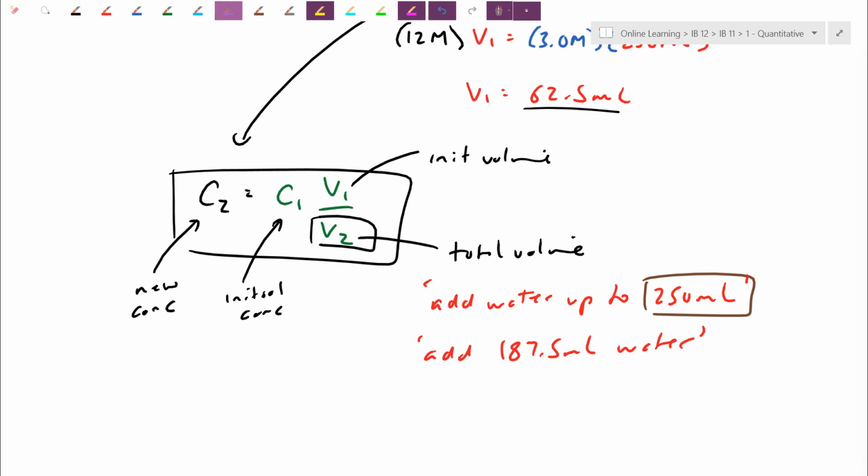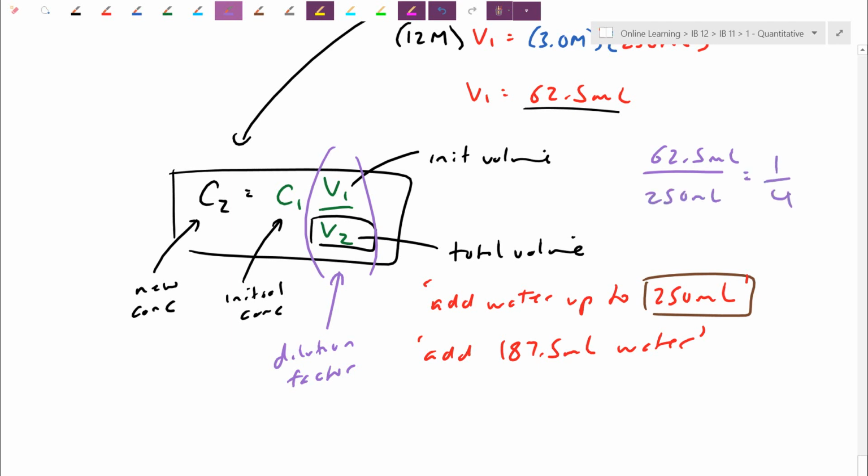What's actually happened here is this V1 over V2 is called a dilution factor. It actually is just a ratio after all. If my ratio was 62.5 and eventually my final volume is 250, you're going to find that that's just a quarter. Of course, the initial concentration was 12 molar. I take a quarter of 12, 3 molar. So if you can just think in terms of ratios, that might help you in trying to figure out what the final molarity is going to be.